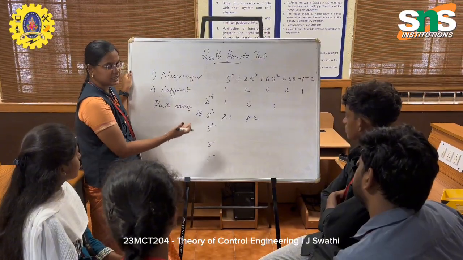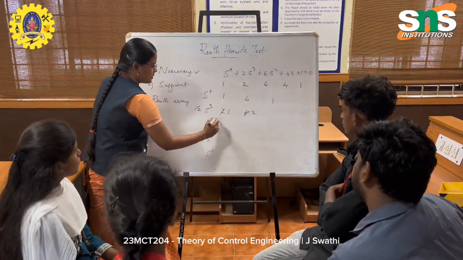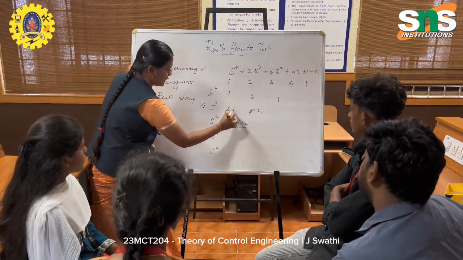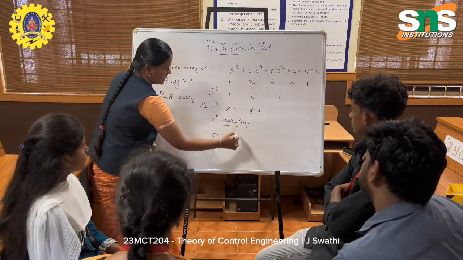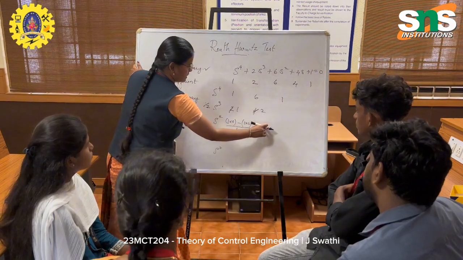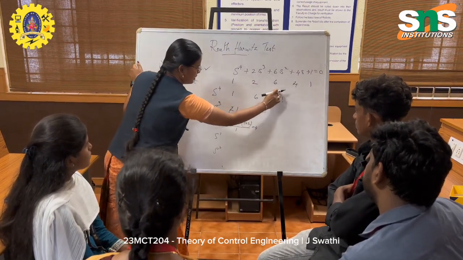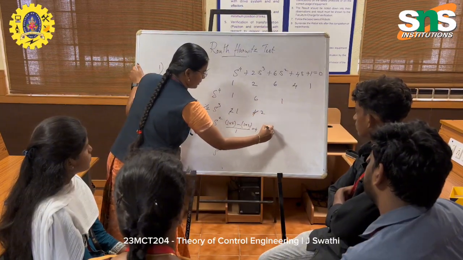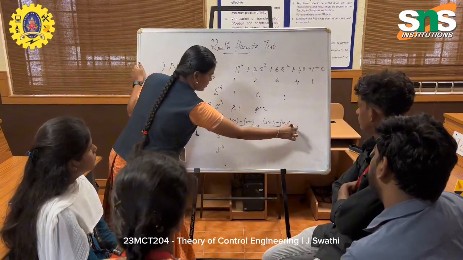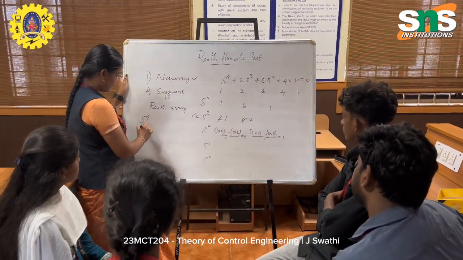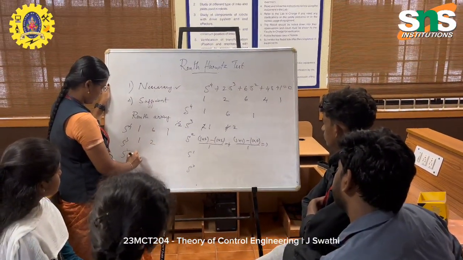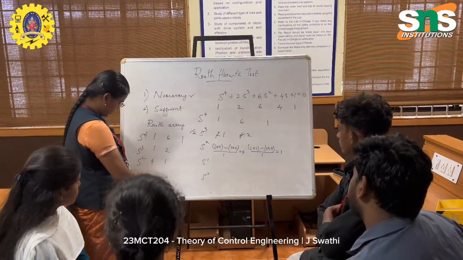Now for S square, I have to find the value. I am going with the determinant of this array. So 1 into 6 minus 1 into 2, divided by 1. What will be the value? 6 minus 2 equals 4 by 1. So the value will be 4. And for the next value, I have to take the first column and the third column. So 1 into 1 minus 1 into 0, divided by 1. What will be the value? 1. So I am rewriting here S power 4, S power 3, S square: 1, 6, 1; 1, 2; 4, 1. Afterwards, I can find out for S also.